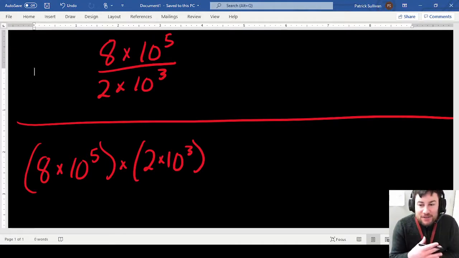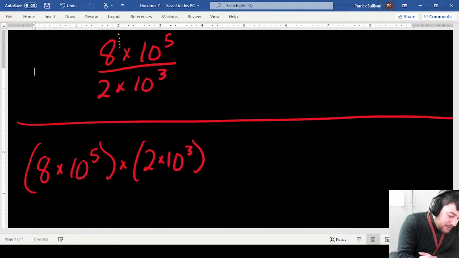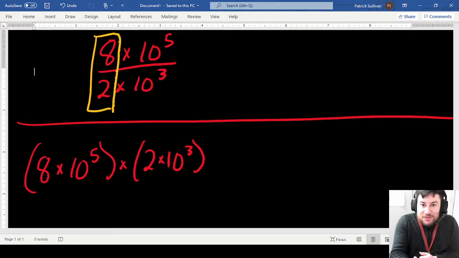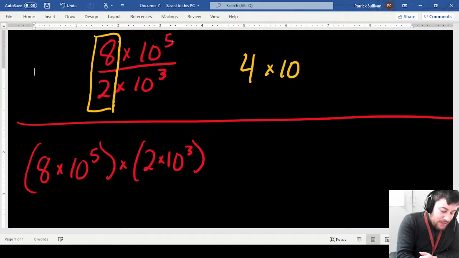Here's how I like to do the division part. Draw this little dotted line, or you could even box it off like this. You divide the lead numbers. In this case, 8 divided by 2 is 4, times 10 to the, and then all you're doing here, similar to exponent rules, is you just subtract the exponents. So now I have 4 times 10 squared. And that's all you're doing for division.